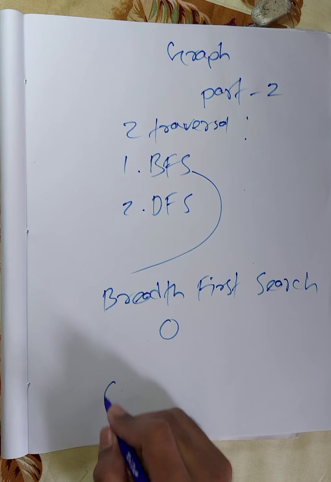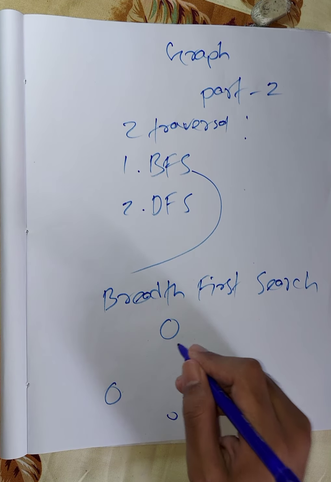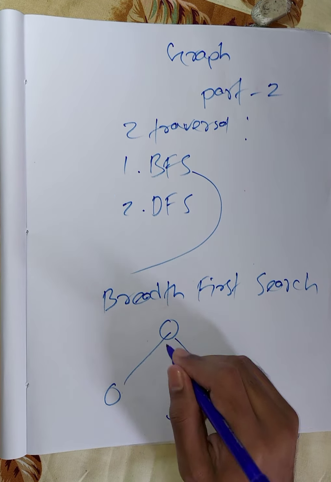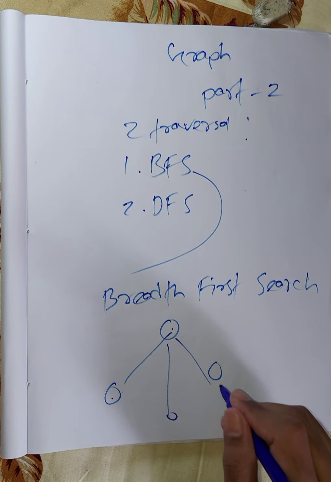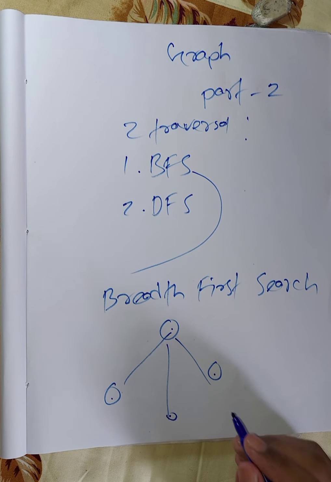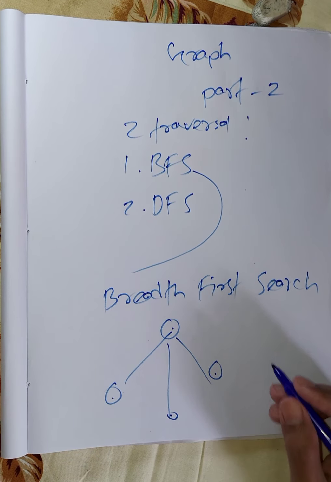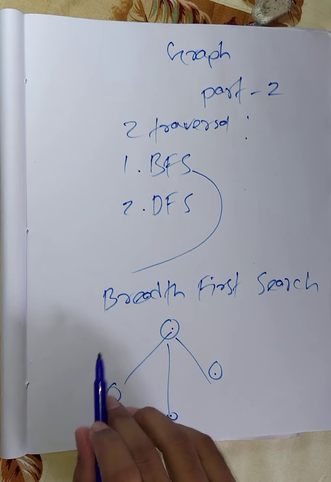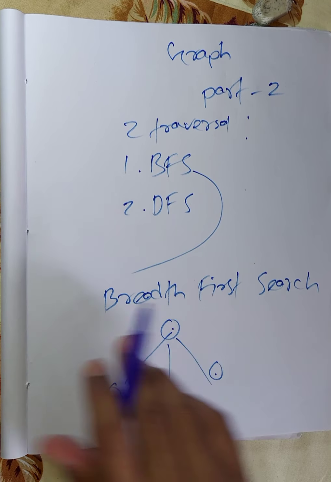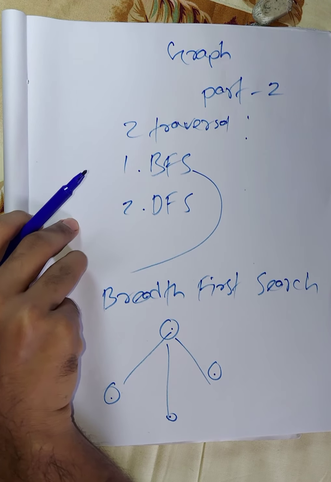Traversing is, suppose this is a graph, searching each element or each vertex of the graph is traversing. Visiting each node or each vertex of the graph is traversing. So now before I go to breadth first search, I'm going to point out 2 points.